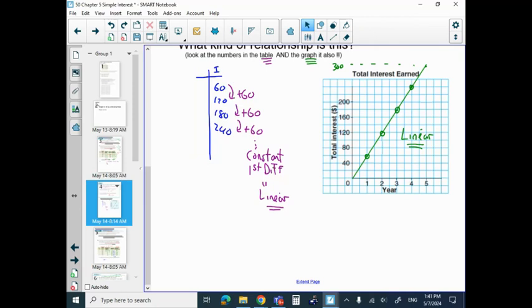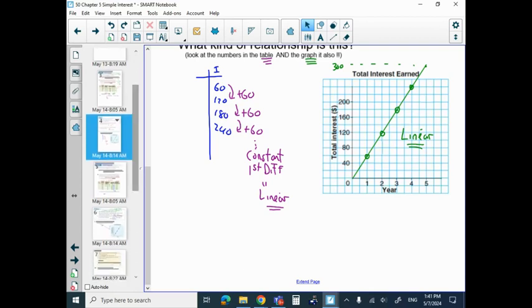Okay. All right. So that's just this type where you have simple interest. And then when we go to other types of interest, we'll make other connections as well.